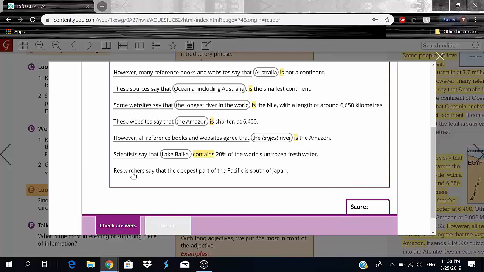Okay? And finally, we have "Researchers say that," again, gonna underline this. "The deepest part of the Pacific is south of Japan." The deepest part of the Pacific, I'm gonna circle that, and "is" is our verb.